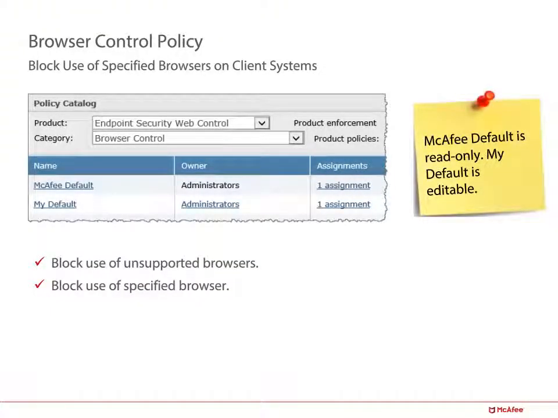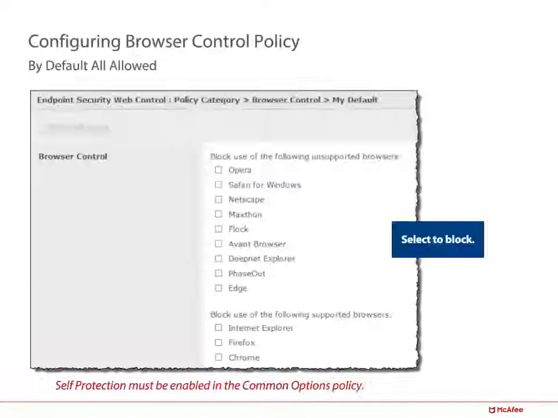The browser control policy is where I can block the use of specified browsers on my client system, where I can say you cannot use any unsupported browsers, and I can also block the use of a specified browser. In configuring the browser control policy, by default, all of your browsers are allowed. So I can select which ones I want to block that have to do with the unsupported browsers. If you'll notice, there's Edge. And then I can also block the use of the supported browsers at the bottom, where you have Internet Explorer, Firefox, or Chrome. Understand that you do need to make sure that self-protection is enabled in the Common Options policy of ENS.